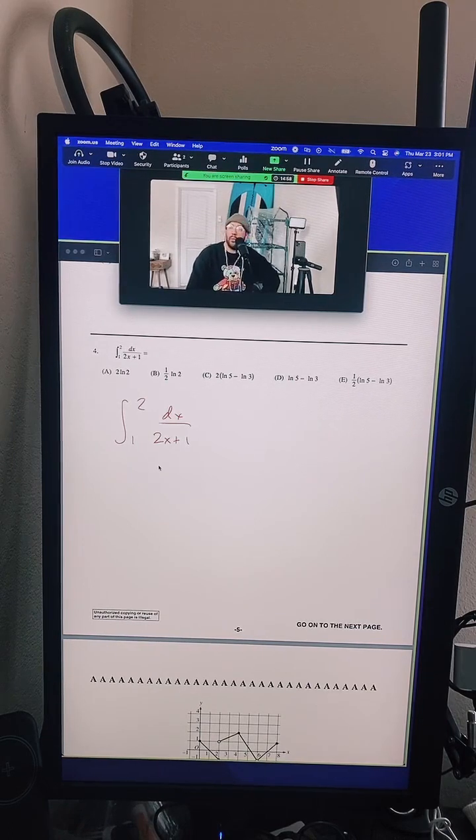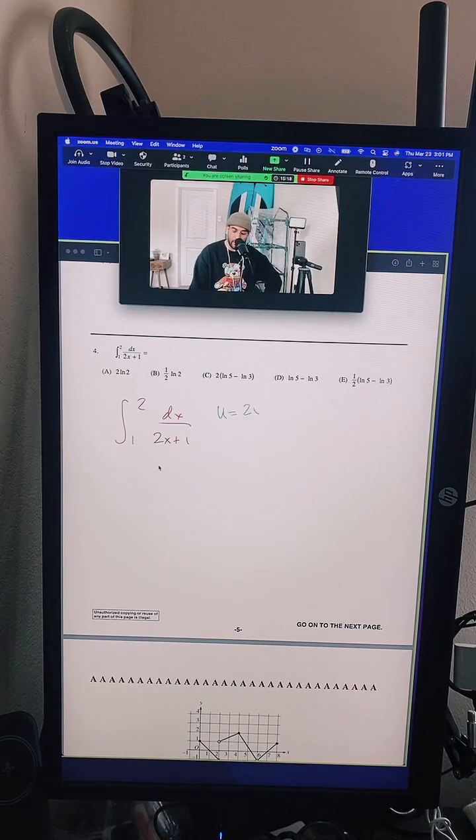All right, guys, in the chat, what do we think? How should we approach this? Someone said, does it involve natural log? It absolutely does. So we're going to go ahead and solve this using u sub. At this point, we should be pretty quick on solving these things, okay?